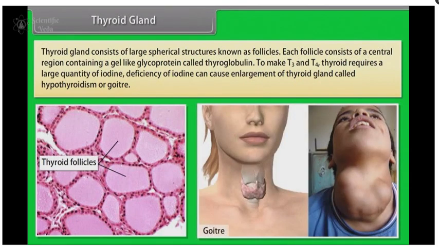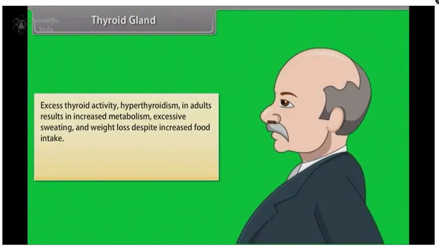To make T3 and T4, the thyroid requires a large quantity of iodine. Deficiency of iodine can cause enlargement of the thyroid gland called goiter. Excess thyroid activity, hyperthyroidism, in adults results in increased metabolism, excessive sweating, and weight loss despite increased food intake. Calcitonin lowers the blood calcium level and helps to maintain homeostasis.